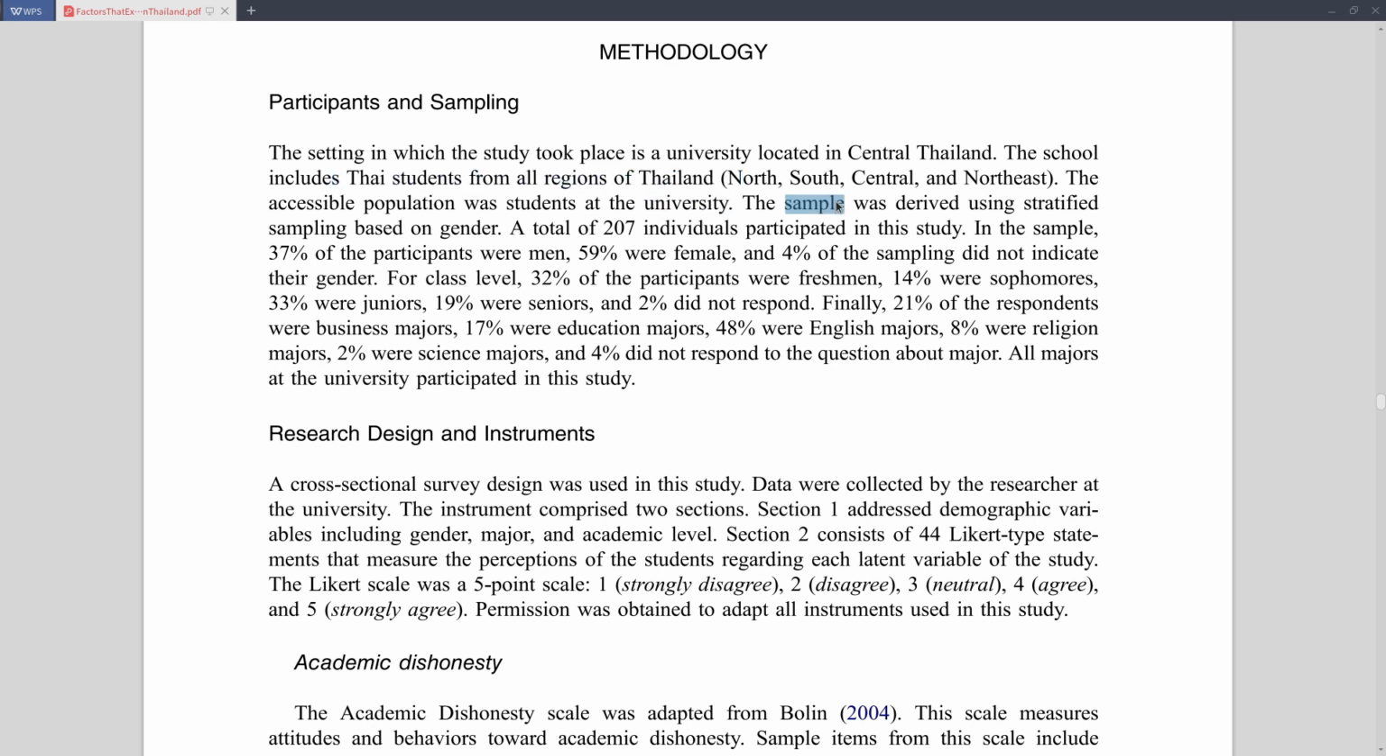Then I talk about the sampling, and so I use stratified sampling. I'm not going to talk about all the different types of sampling, but you have simple random, where everybody has an equal chance of being in the study. Then you might have systematic, where you have some sort of process where you skip every other person to be in the study or whatever.